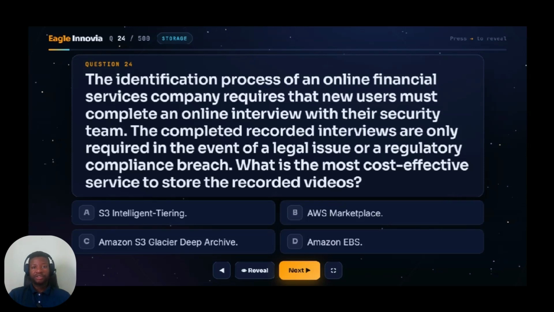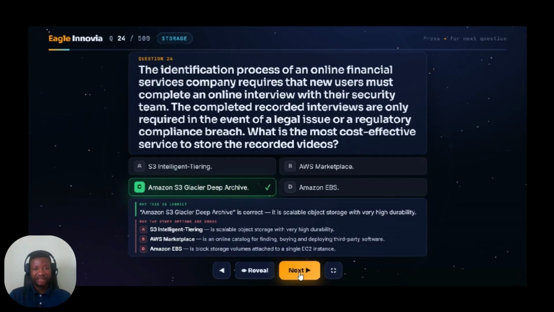Question number 24. The identification process of an online financial service company requires that new users must complete an online interview with their security team. The completed recorded interviews are only required in the event of a legal issue or a regulatory compliance breach. What is the most cost-effective service to store the recorded videos? A. S3 Intelligent-Tiering. B. AWS Marketplace. C. Amazon S3 Glacier Deep Archive. D. Amazon EBS. The answer is S3 Glacier Deep Archive.